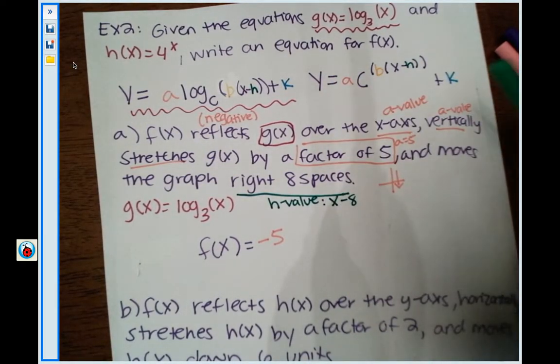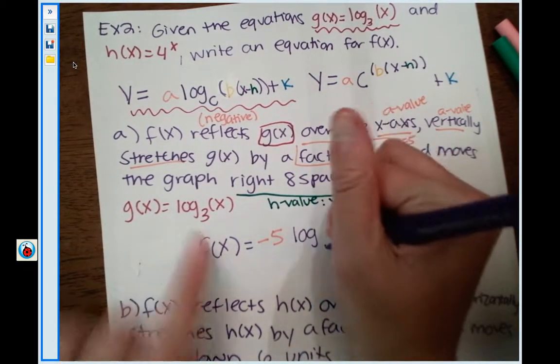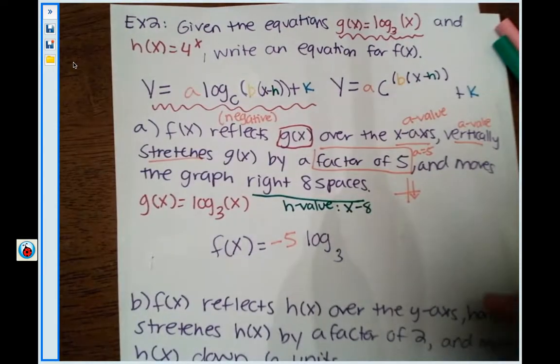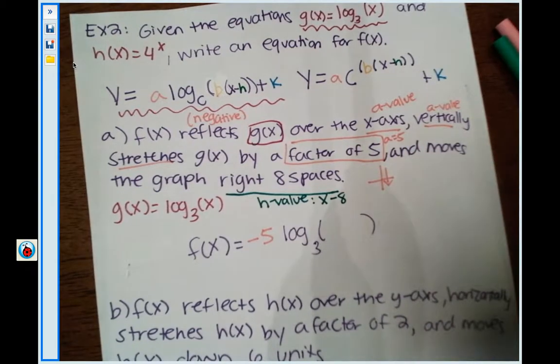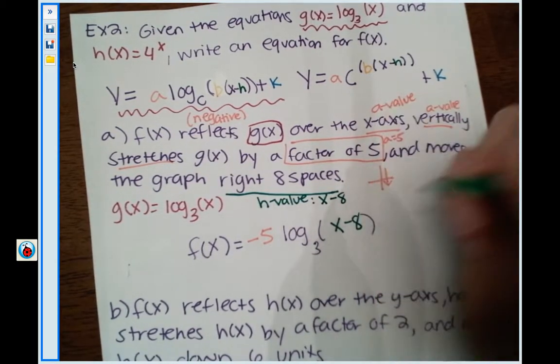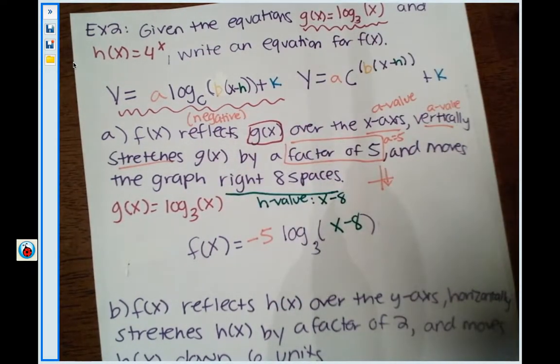Let me just fill those in, and then we'll be done with this problem. So we have log base 3, I have to write 3, my bad. Log base 3 of, in our parenthesis, I'm going to write x minus 8. And that'd be it. That is our equation. That will allow all these transformations to occur when we apply them to g of x.